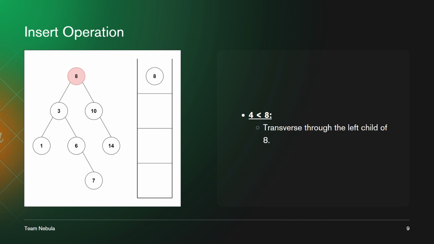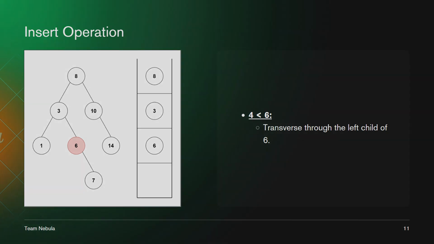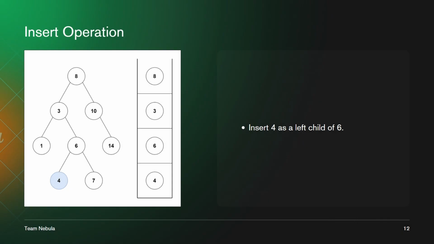4 is the number that we need to insert. 4 is less than 8, so traverse through the left child of 8. 4 is greater than 3, so traverse through the right child of 3. 4 is less than 6, so traverse through the left child of 6. This is the correct position to insert number 4. Insert 4 as a left child of 6.